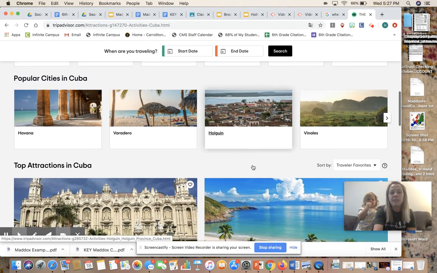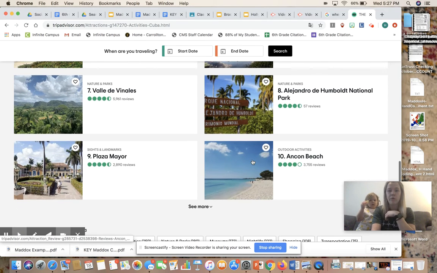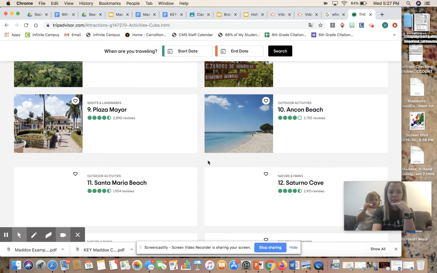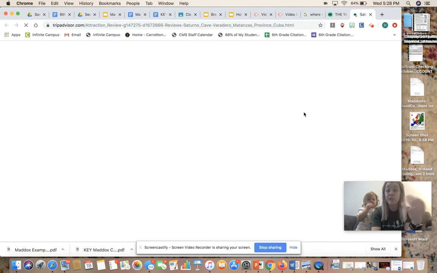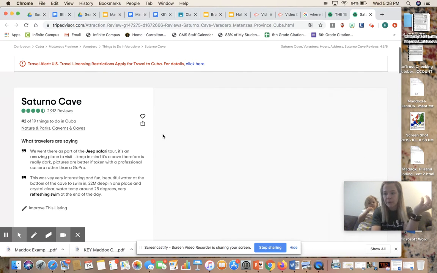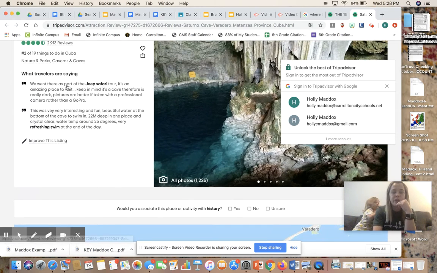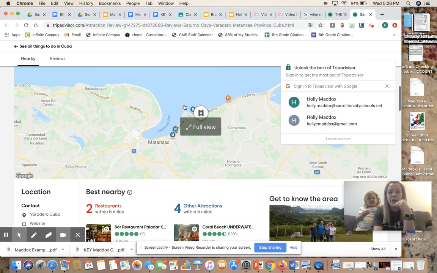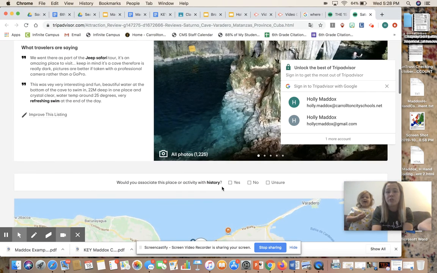It shows you popular cities, tourist attractions. You can actually click on them and learn more about them. So there was one that I did, the cave, and I clicked on it to learn more about it and found out you can actually take a Jeep expedition to the cave. And I included that in my brochure because I thought that was really cool. And you can see that people talk about it, what travelers are saying, where it's at on the island, restaurants. People include pictures. There's 1,225 pictures of it. So really great resource there.